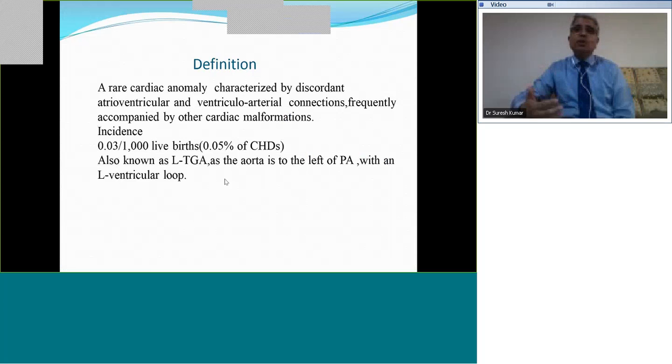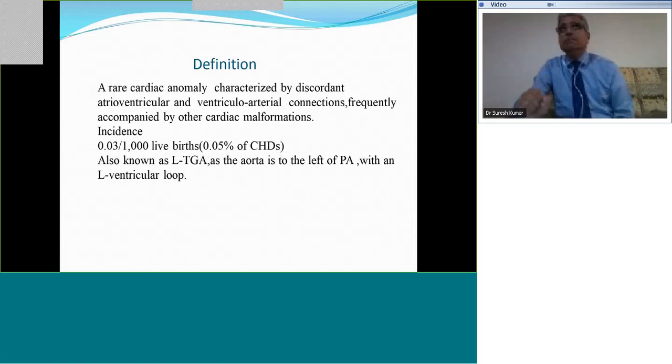The atria are connected to the wrong ventricle. The ventricles are connected to the wrong great vessels. So there is an atrioventricular and ventriculo-arterial discordance, otherwise called double discordance. We will explain and clarify this as we go along. The common term that is used is congenitally corrected transposition, or CCTGA.